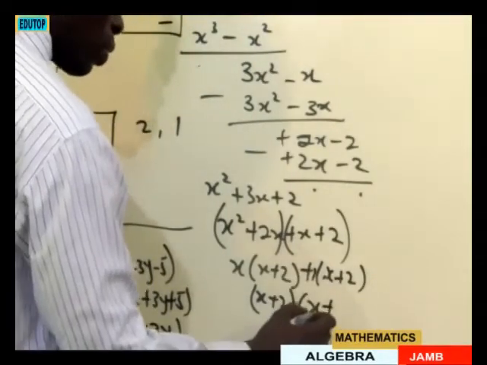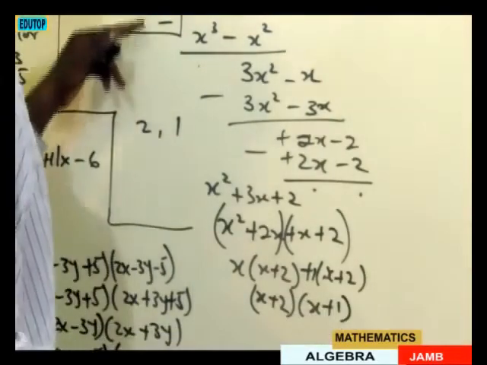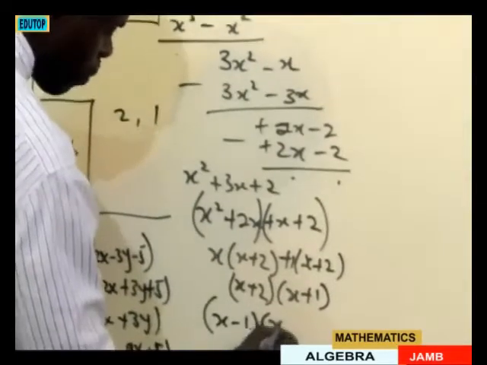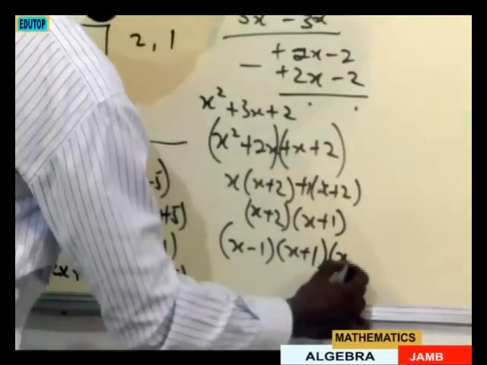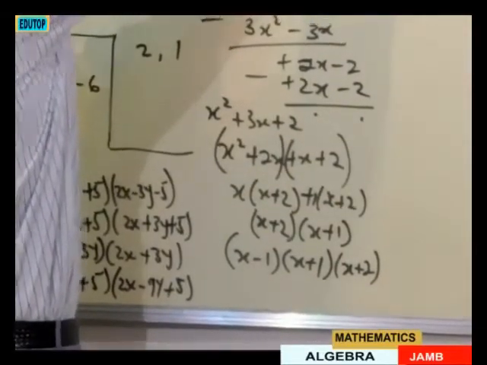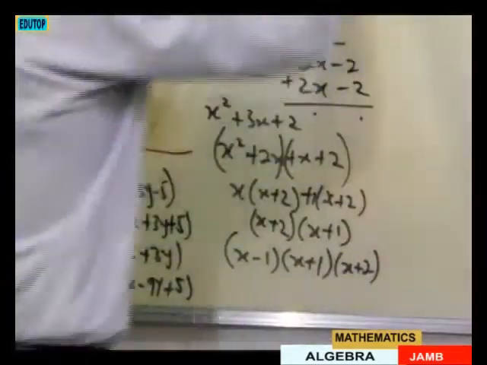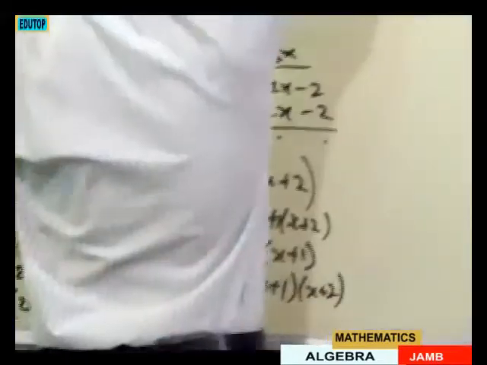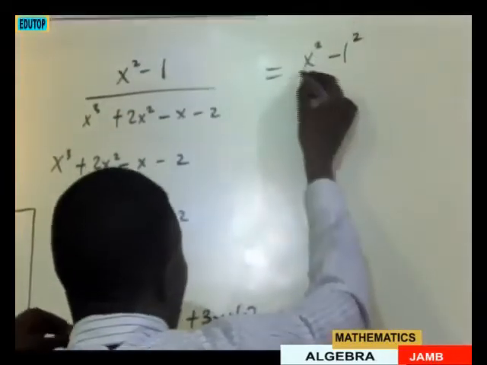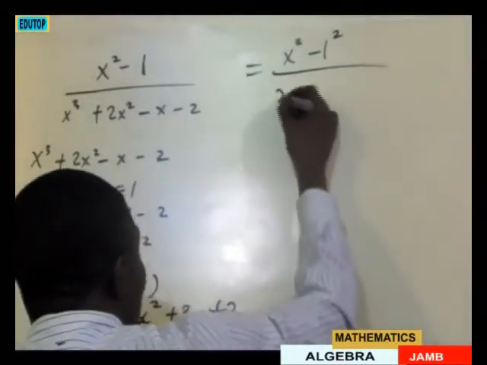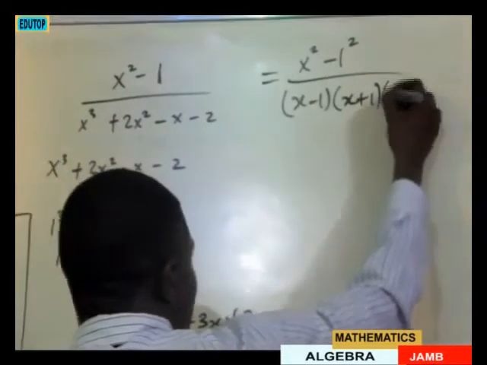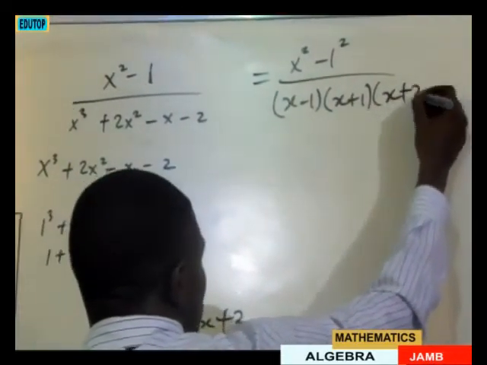X plus 2, x plus 1. So definitely I have what before? X minus 1. So I will now have x minus 1, x plus 2, x plus 1, x plus 2. So you can see now, I've been able to break this bigger polynomial to what? Simpler form. Then I will now count in. Remember that this one can also be x squared minus 1 squared, because 1 squared is still 1. So I have not violated the fundamental principle of mathematics. So I have x minus 1, x plus 1, then x plus 2.